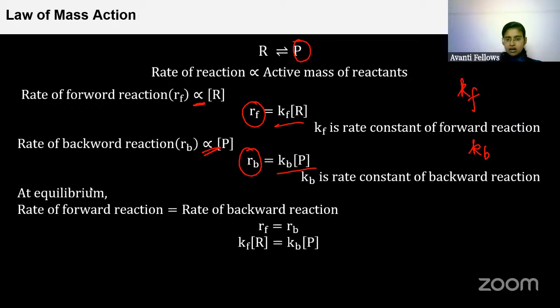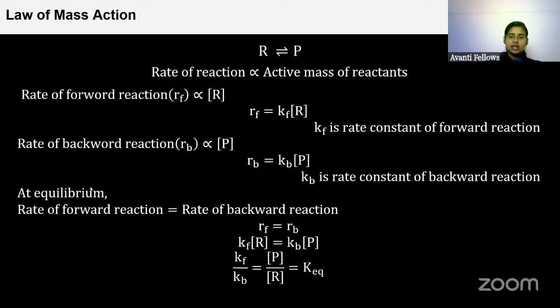Now you bring this Kb to the other side. It will go to the denominator, right? And bring this concentration of R to the right hand side. That will go to the denominator, and both will give this step: Kf by Kb is equal to concentration of P by R, which is going to be equal to Keq. And this Keq is called the equilibrium constant.